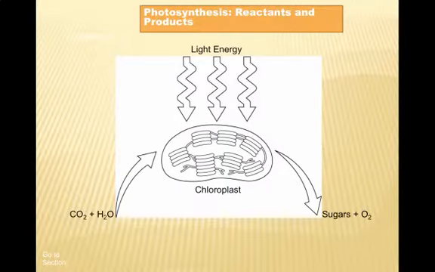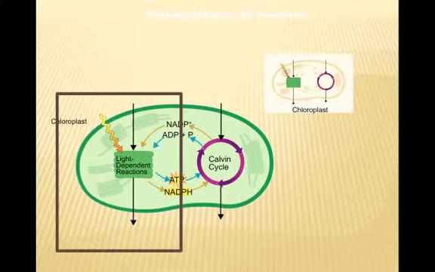So from the chloroplast, here's an overview of the photosynthetic process. We are going to have CO2 and water that come into the chloroplast plus light energy, and coming out of it we will get sugars and oxygen. So the first part that we're going to focus on is the light reactions, which you'll see in the brown box over here. Then we'll focus on the dark reactions, or the light independent reactions, called the Calvin cycle.